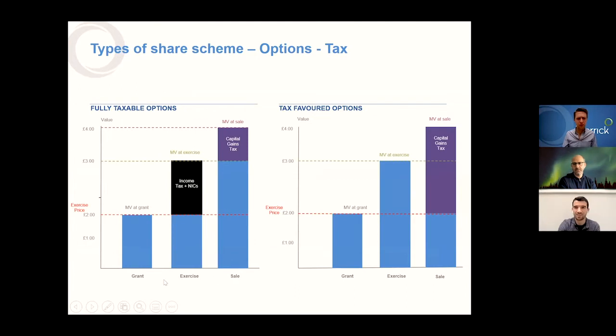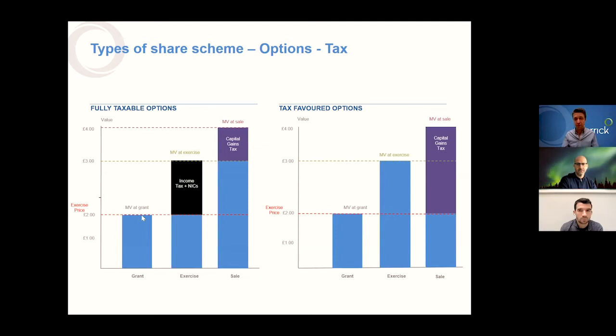So for those of you watching the video, I will just share the screen. And there's a graph here. So if you look at the graph on the left first, this is for fully taxable options. So these are options which are not EMI, not CSOP, I haven't thought about anything to do with the tax. I've just granted this right to buy a share, in this case, at an exercise price of £2 per share.